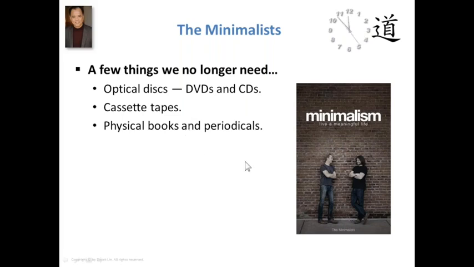So physical books and periodicals, we talked about this last time. I don't own physical books and magazines, comic books anymore. So people that knew me from before, who have seen my collection from before, they're all really surprised. But I am actually pretty happy being without the big, bulky books that used to occupy a lot of space in my home.